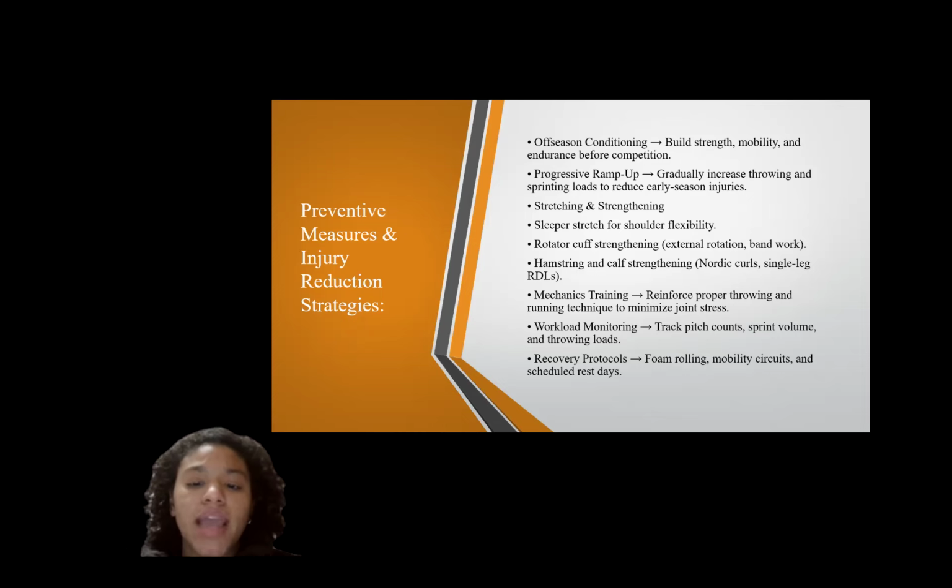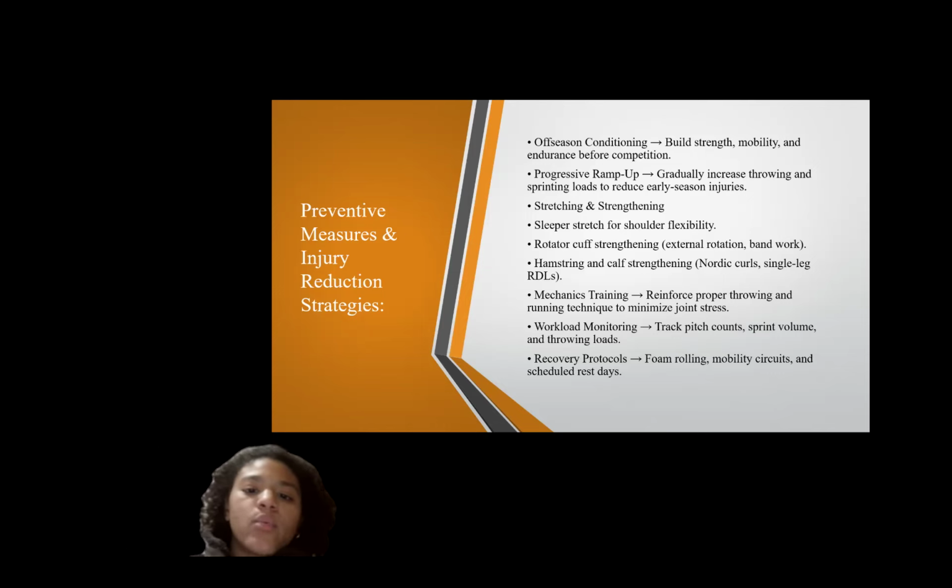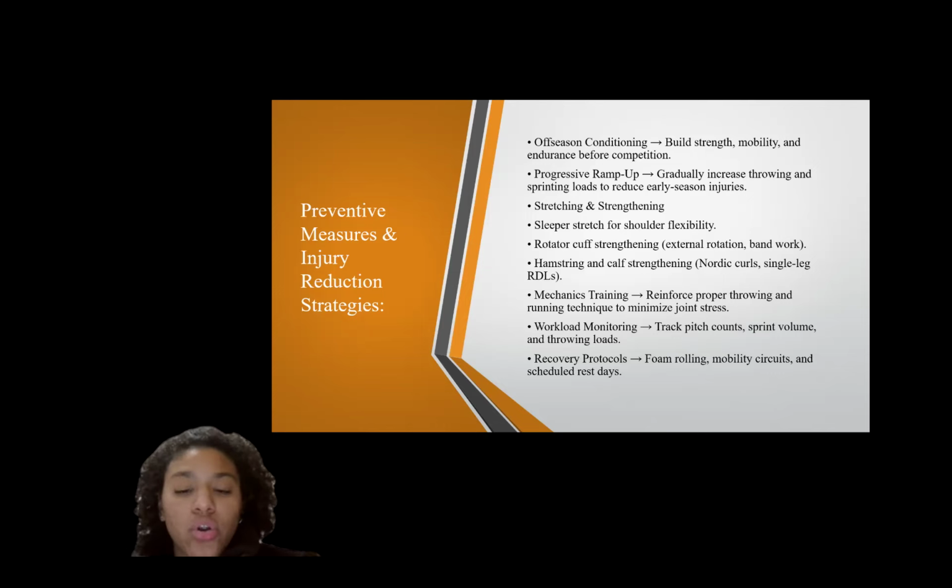Then, of course, mechanics training, reinforcing proper throwing and running techniques to minimize joint stress and, of course, remove any nagging injuries or prevent any UCL injuries. And then we also want workload monitoring.